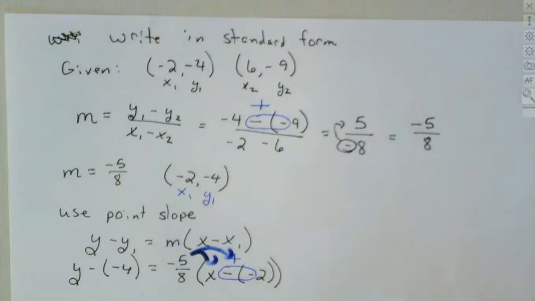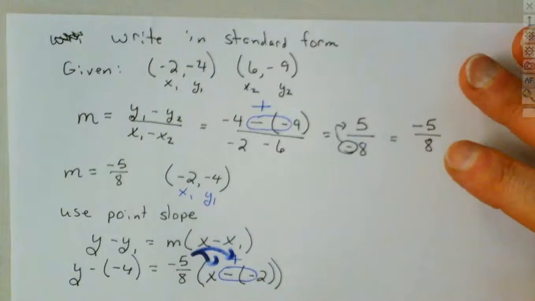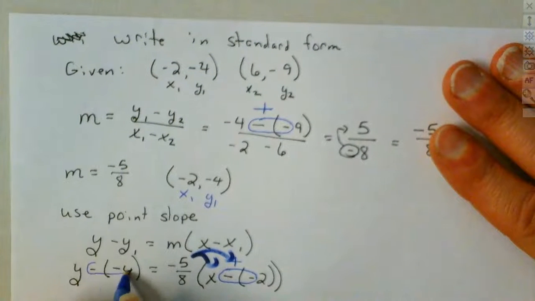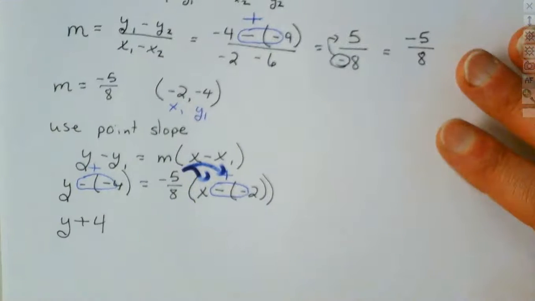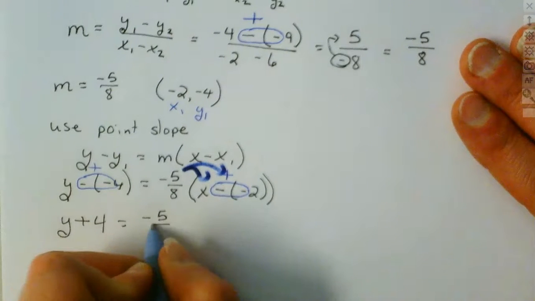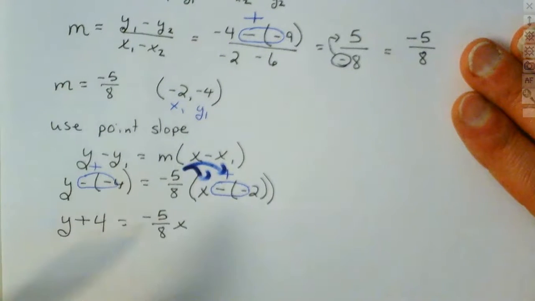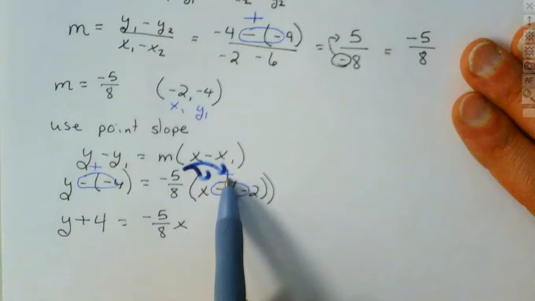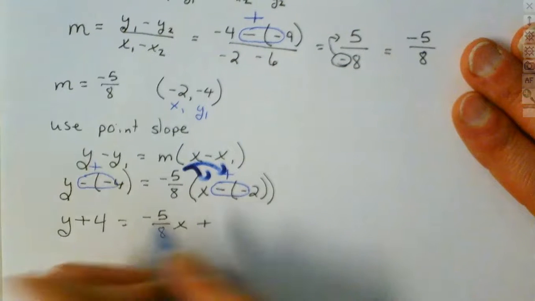So go ahead now and distribute that through. And when I distribute that through, double negative here makes it a positive. So that's y plus 4 there. Move it up so we can see. Equals, when I distribute through, it's a minus 5/8 x. Negative and positive, because that's positive there, makes it a positive.